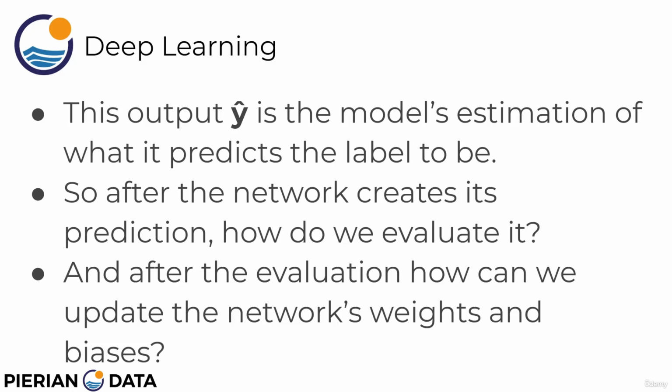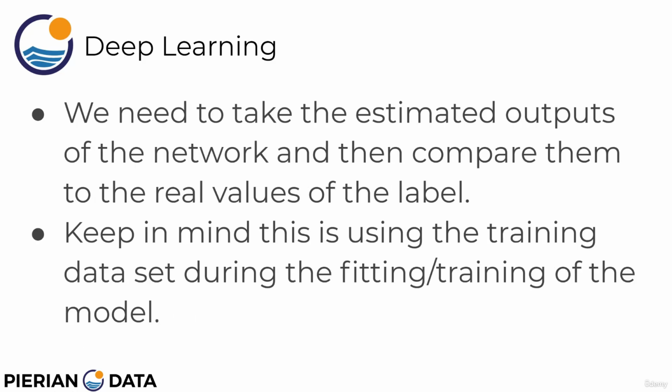And so we have two main questions. After the network creates that prediction, how do we actually evaluate it against the true label? And then after the evaluation, how can we update the network's weights and biases? So really what we're going to focus on in this lecture is how do we evaluate how far off our prediction is. For updating the network's weights and biases, we'll have to learn about backpropagation, which is coming up in a future lecture. So right now let's focus on that first question.